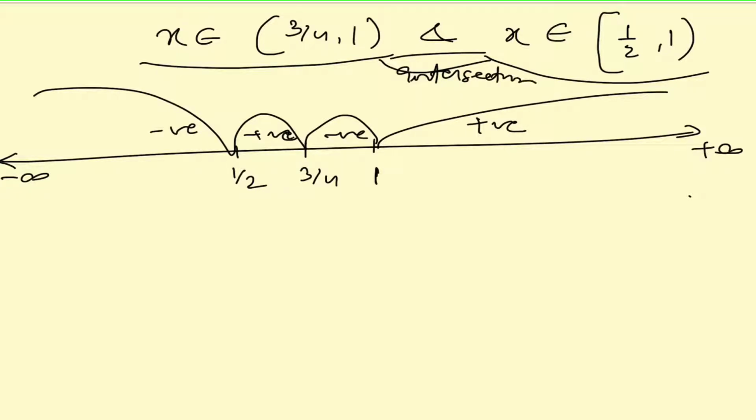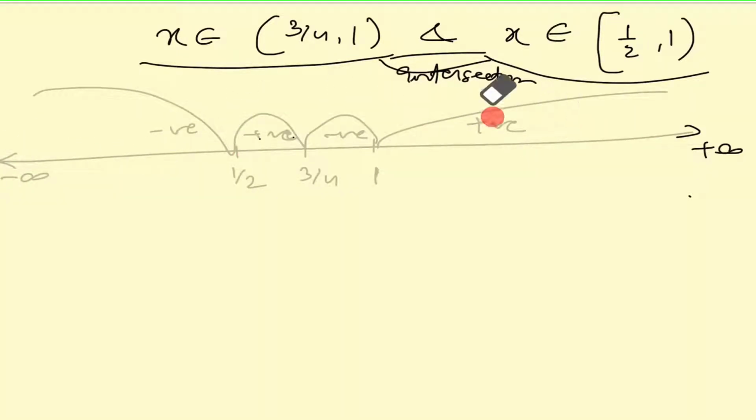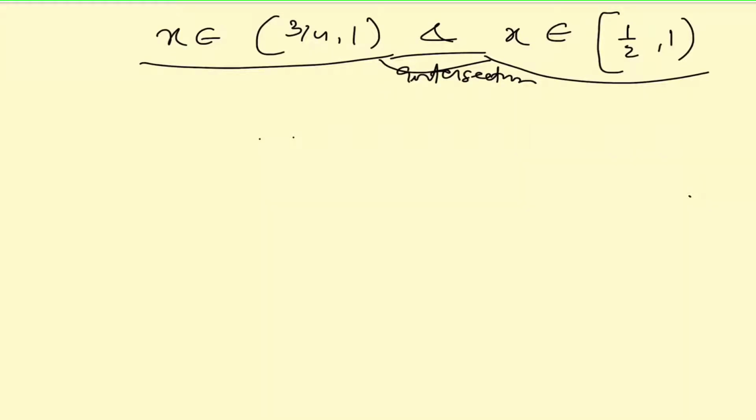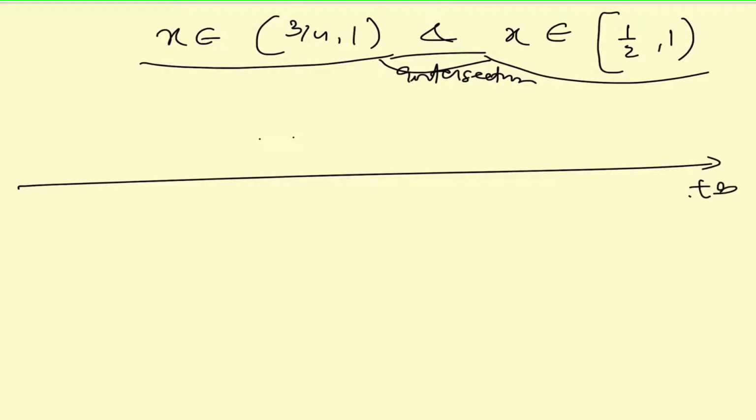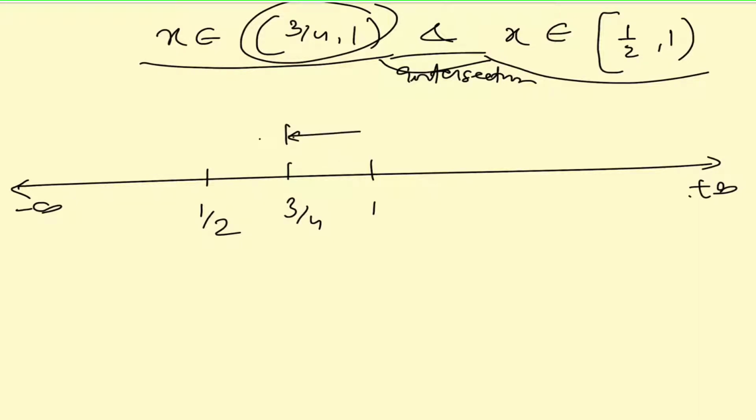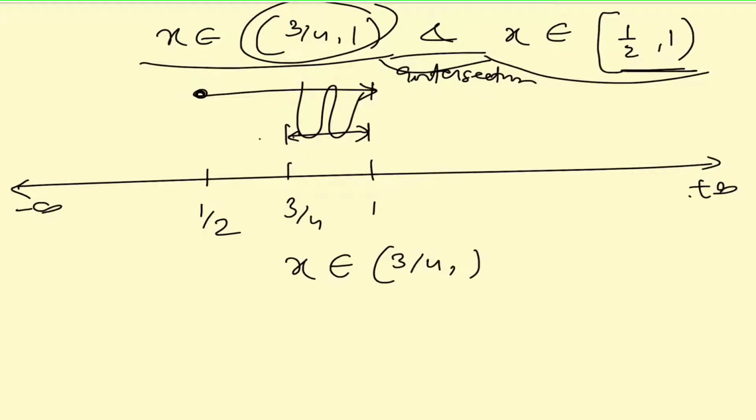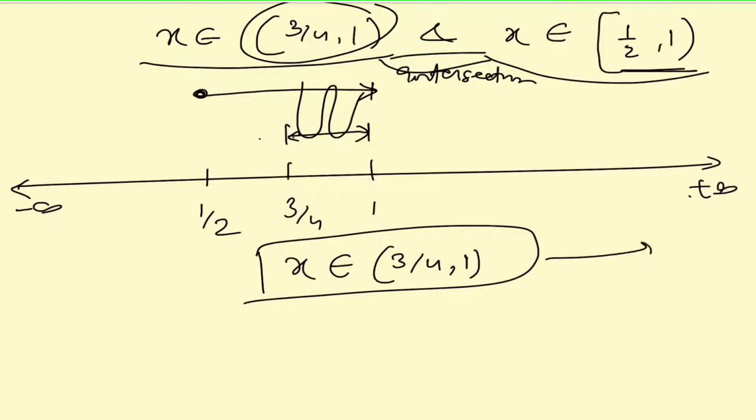So there is no need to divide this. How we are going to do this: 1 will be here, 3 by 4 will be here, and 1 by 2 will be here. 3 by 4 to 1 is the first thing. Second thing is 1 by 2 to 1; we need to include 1 by 2 to 1. So the common part is x belongs to 3 by 4 to 1. This is the answer in the second case.